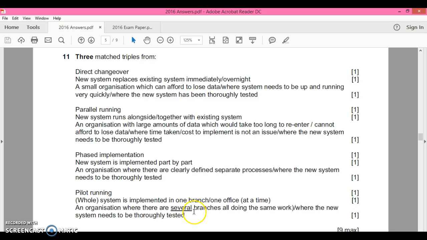So a pilot running. Now this would be good, for example, if you've got some shops with separate branches, say 6 separate branches. They would pilot run the new system in a small branch that's not very busy. When they know it works and is working well, they will then roll it out to the other branches. Okay? Right, I hope that helps you. So give that question a go.